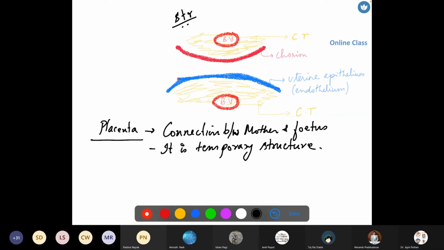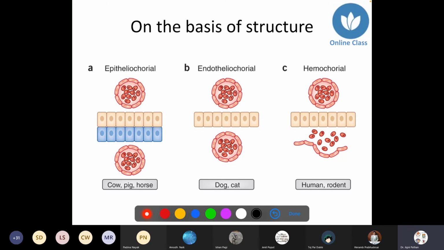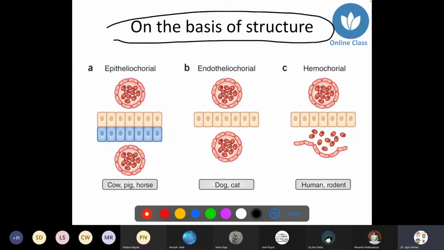Done? Are you all done writing this? Next. On the basis of structures, write down classification of placenta on the basis of structures or on the basis of placental barriers. You do not have to write down A, B, C, D. You just write down classification of placenta on the basis of structures or on the basis of placental barriers.